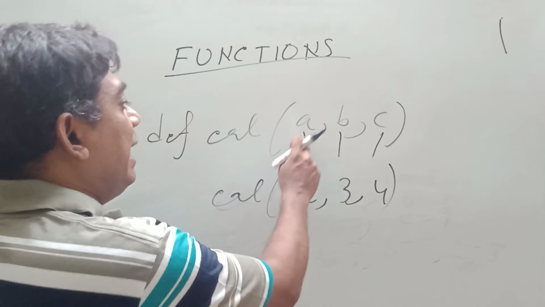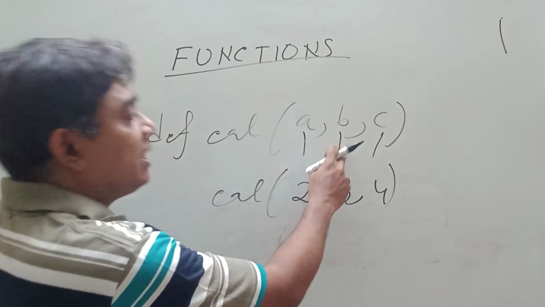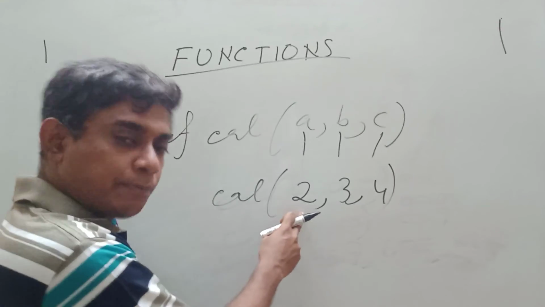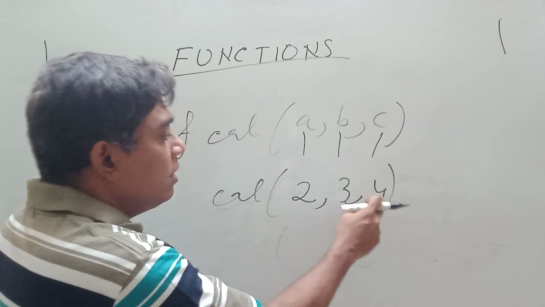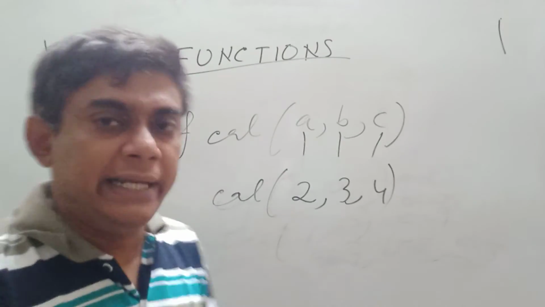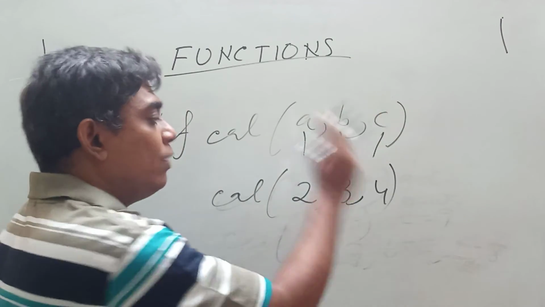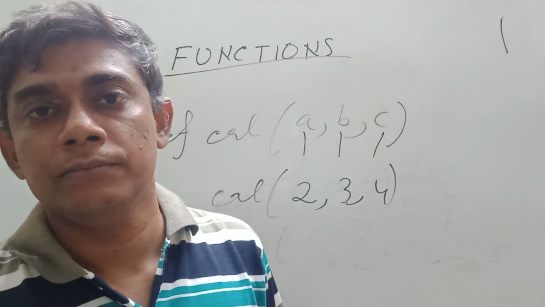Understood? Here A first position, B second position, C third position. You pass 2, 3, 4. 2 is the first position, 3 second position, 4 third position. So automatically value of A is 2, value of B is 3, and value of C is 4.